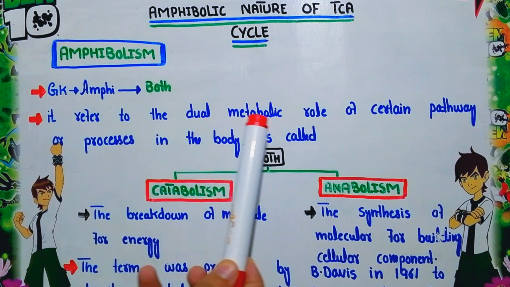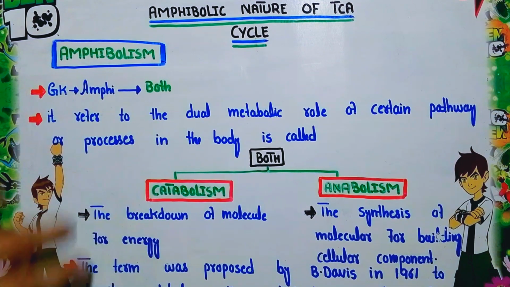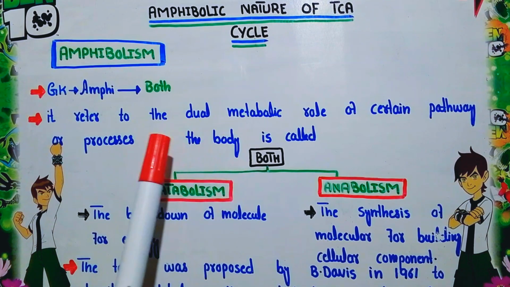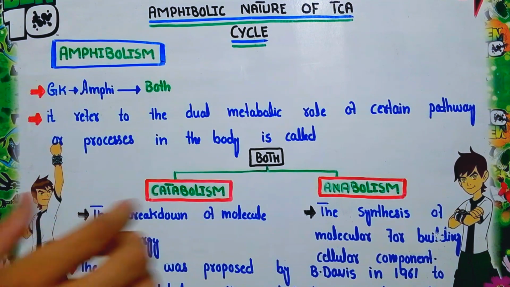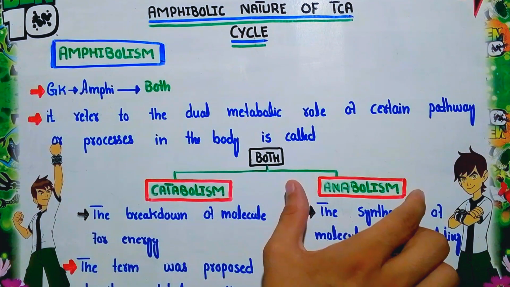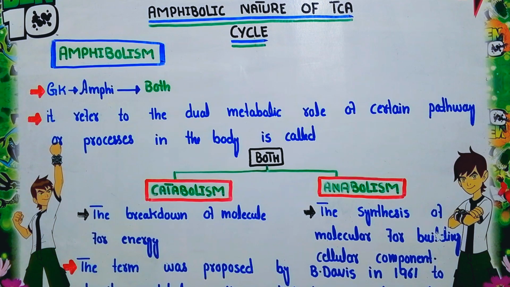Now look at the definition. It refers to the dual metabolic role of certain pathways or processes in the body, where both synthesis of molecules and breakdown of molecules occur. The process where breakdown of molecules occurs is called catabolism. Where synthesis of molecules occurs, this is called anabolism. So in an amphibolic pathway, both catabolism and anabolism occur.